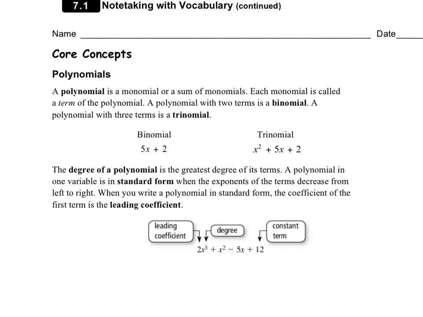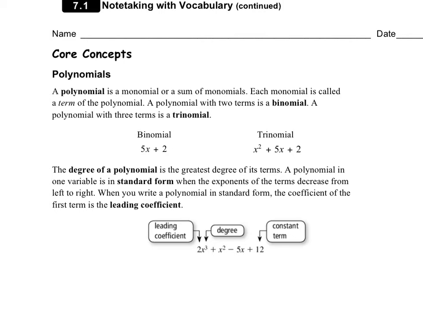Okay, so we're going to go ahead and run through these notes pretty quickly. It's a pretty simple concept. We're going to start off with a few pieces of vocabulary, and then we'll finish up with some problems that should look pretty familiar to you. So this entire unit is all about polynomials.